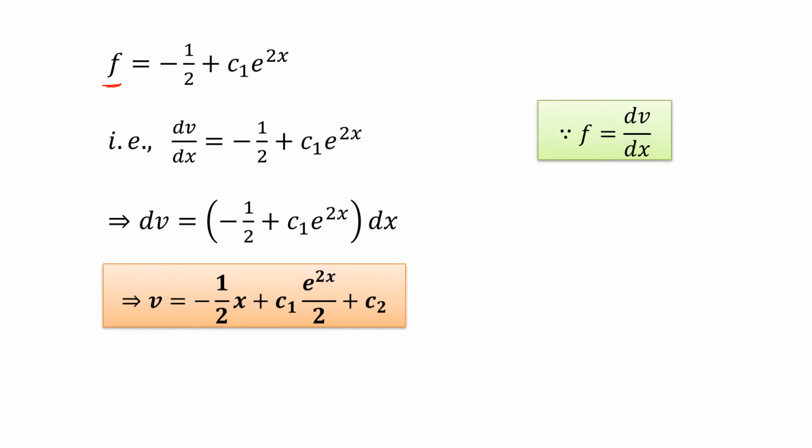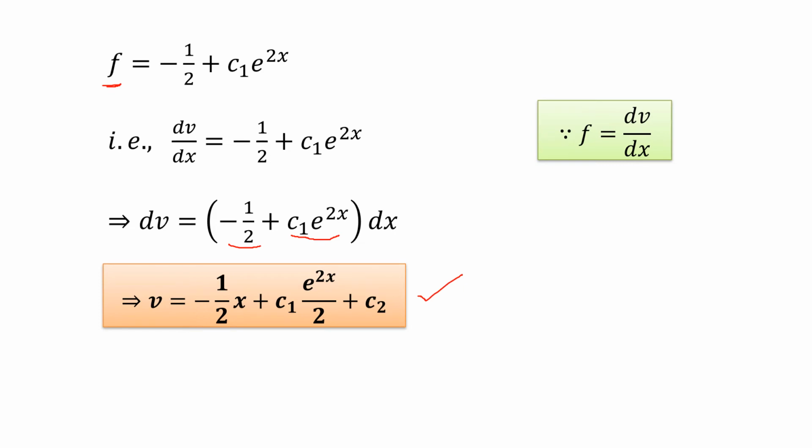Therefore we get v is equal to, so what is the integral of minus 1 by 2? Since it is a constant, we get minus 1 by 2x plus integral of c1 into e power 2x. Since c1 is a constant, we shall write c1 as it is. Integral of e power 2x is e power 2x by 2 plus a constant of integration, we shall take it as c2. So we got the value of v and also we know the value of u.